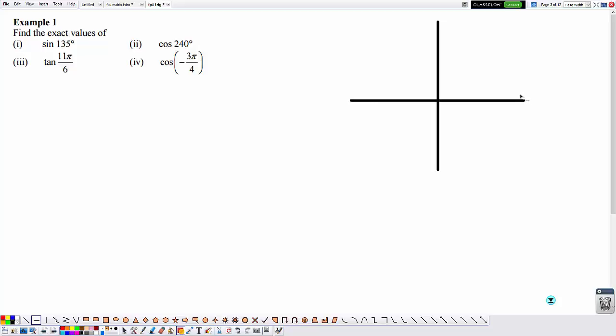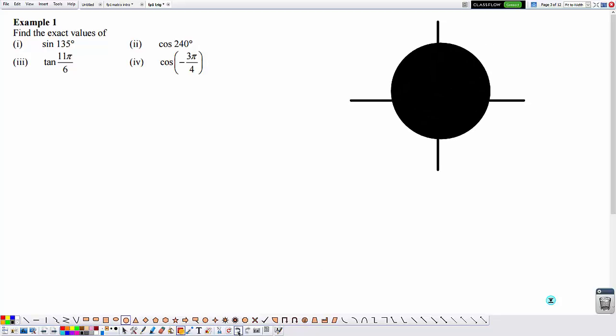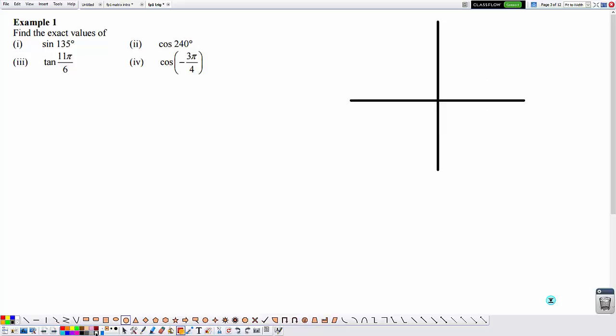Okay, so we start off with a circle, a unit circle, so a circle of radius 1. Let's do it in red. Oh no, I don't want it filled. So an empty circle outlined in red. So this is a unit circle.